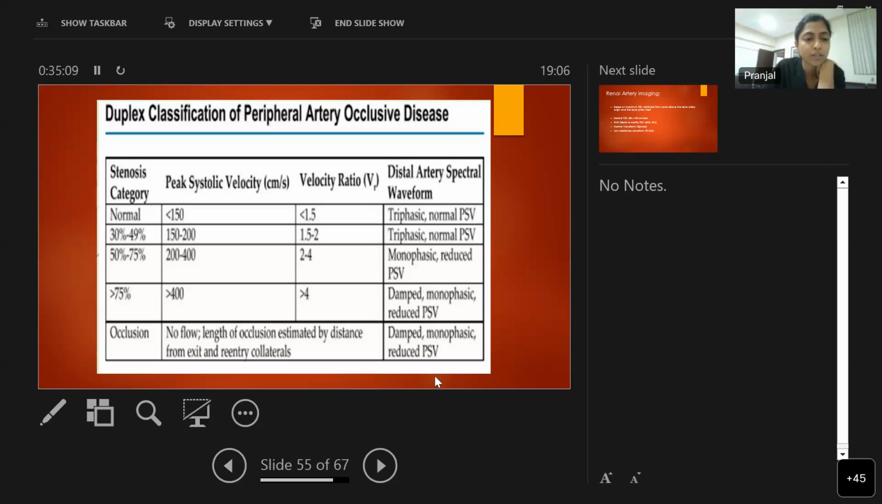More than 75% stenosis gives more than 400 peak systolic velocity, more than 4 velocity ratio with a dampened monophasic waveform. In a complete occlusion, there is no flow, and the length of the occlusion is estimated by the distance from the exit to the re-entry of the collaterals.